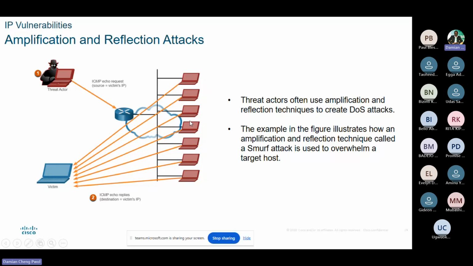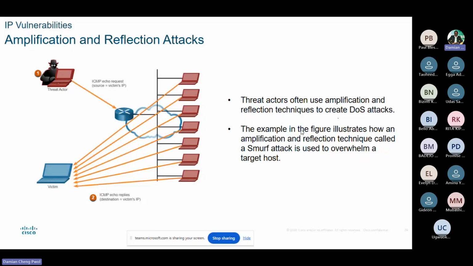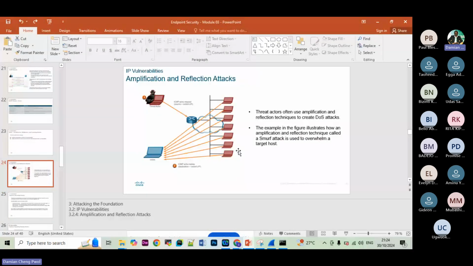So these computers will now launch the attack on this target. This is the target. In that process, they overwhelm this target. This type of attack is called amplification. Threat actors often use amplification and reflection techniques to create DoS attacks. Okay, DoS attack. The example in the figure illustrates how a DoS attack is being done.